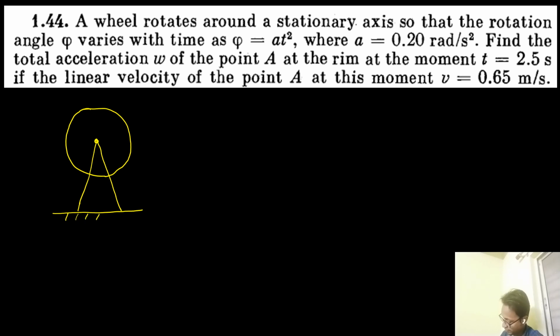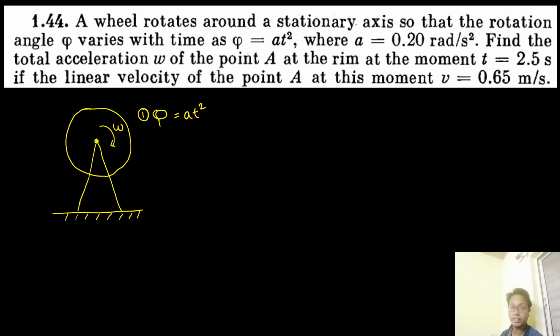Suppose the wheel is rotating with angular velocity omega. The angular displacement is given by the relation phi equals a t square. Now, how do I find out the angular velocity?